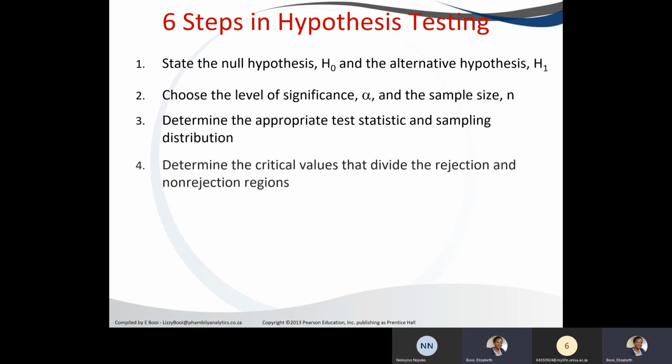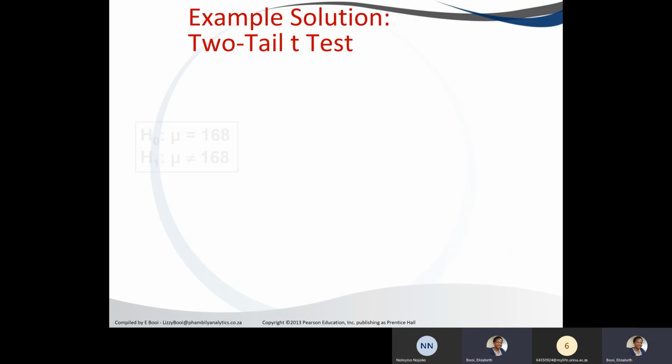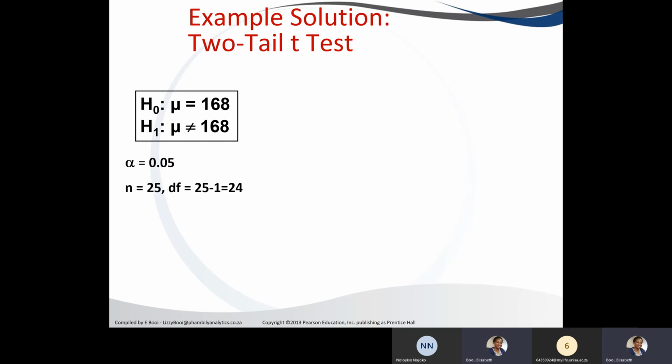So remember all those steps of hypothesis testing. We start by stating that the mean is equal to 168, and the alternative, the mean is not equal to 168. Therefore, we're doing a two-tailed test. State what you are given.